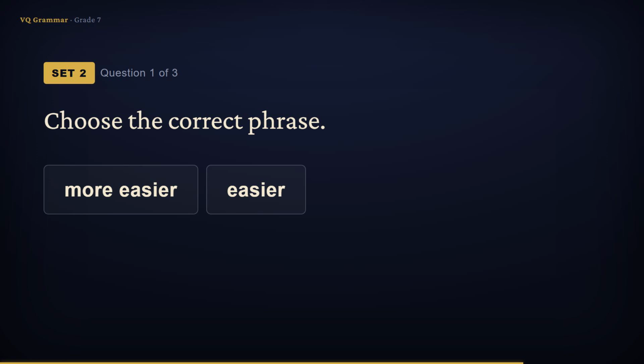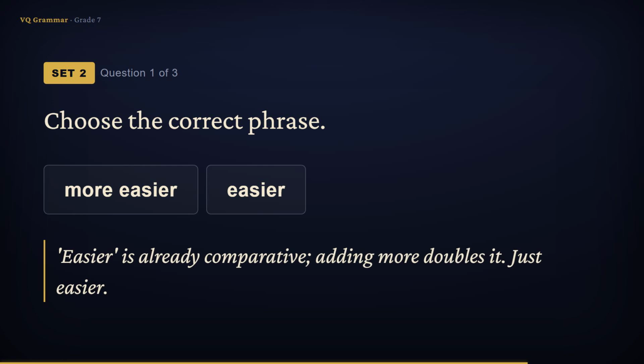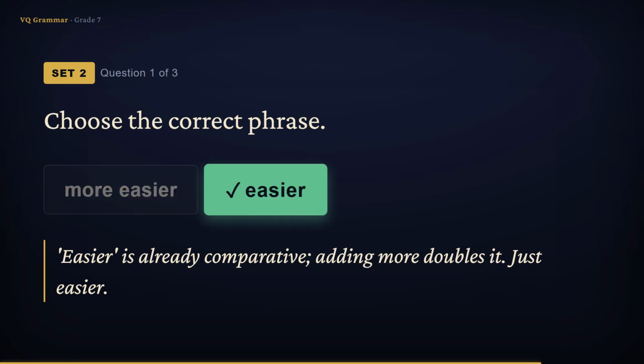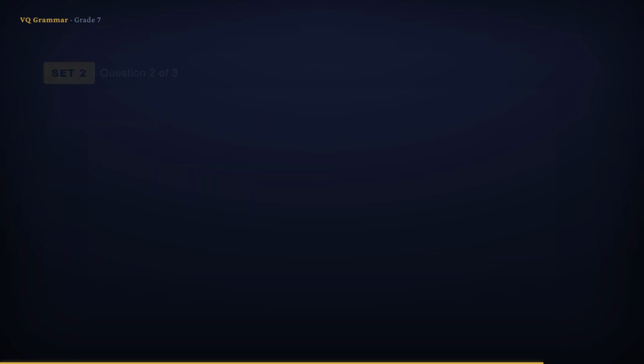Choose the correct phrase. More easier or easier? Here's the trap. Easier already means more easy. The comparison is built right in. Putting more in front of it is a double comparison, and that's an error. So the answer is easier.